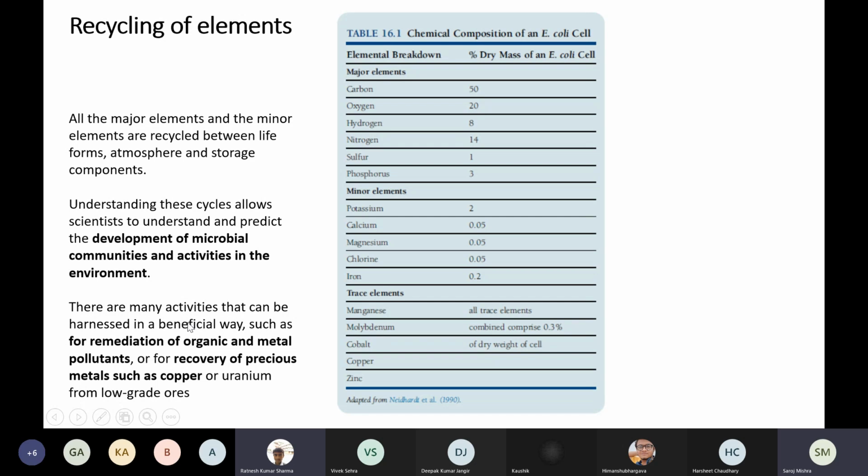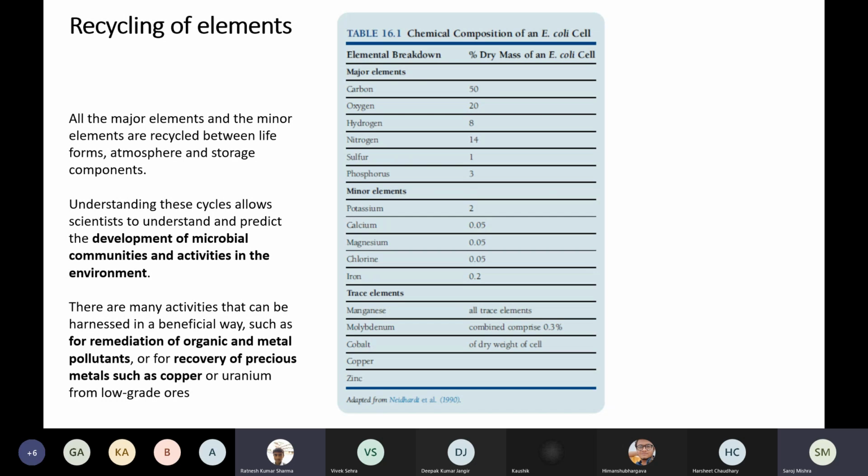And many of these activities can be harnessed in a beneficial way. All right. So having a knowledge of how these are cycled, etc., will also allow you to apply this knowledge for remediation of organic and metal pollutants. Like, for example, there is organic matter, these could be oil spills or whatever, which many of the microbial communities are able to degrade.